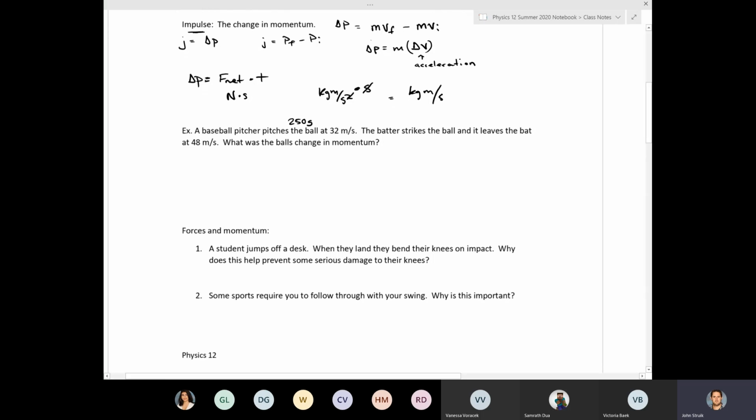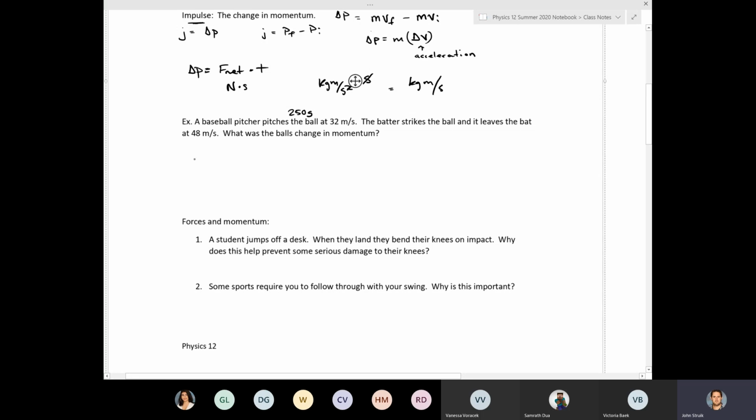Now in this case, let's say the pitcher throws the ball this way. So VI is that way, which is 32 meters per second. The VF is going to be that way. Hopefully most of the time when a batter hits a ball, it goes back towards the pitcher. So the VF is 48 meters per second. If it goes the other way, the batter is doing something wrong.